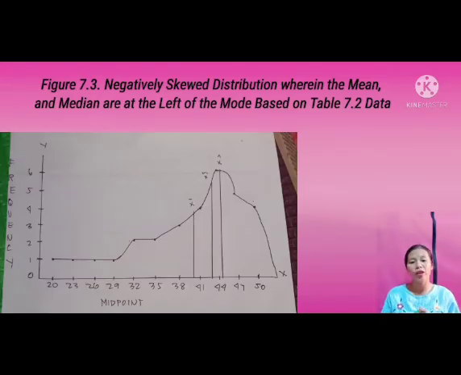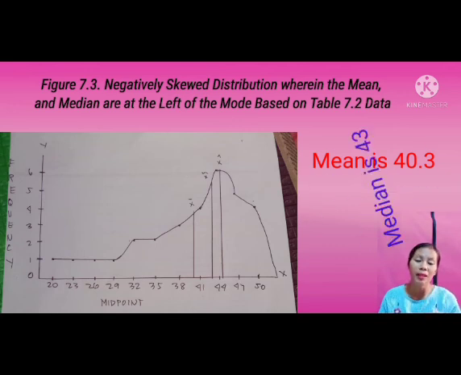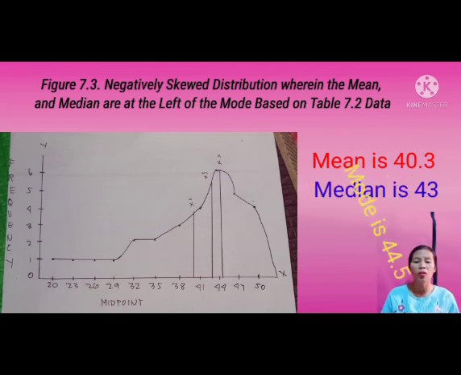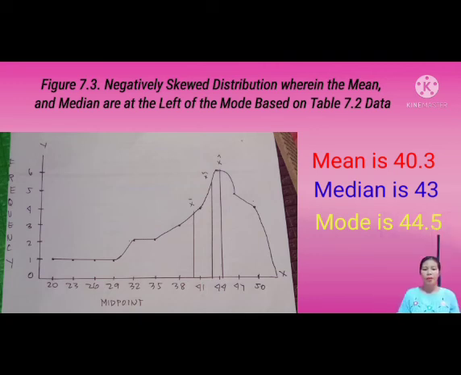So in figure 7.3, based on the table 7.2 data computation, the mean value is 40.3, the median is 43, and the mode is 44.5. So it can be gleaned that figure 7.3 is a negatively skewed distribution because the mean and median are at the left of the mode based on table 7.2 data.